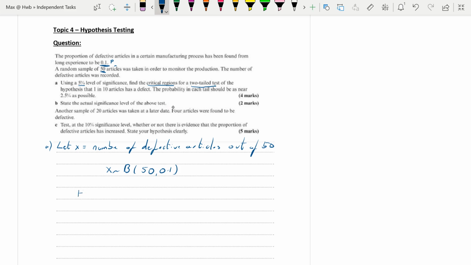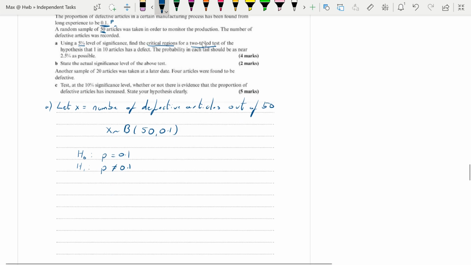So remember, the next step for me to do always is to write out my hypotheses. H0 is what is currently in place. So that means the probability is 0.1. And in this case, they told me it's two-tailed, so I know it's not equals. If it doesn't say exactly, we do need to make sure we are picking the correct one as we go through it. Now it wants me to find the critical region. So I'm going to use the tables in my calculator, or you can use the physical tables if you prefer. Now what they also say, and this is a slightly different thing about this question, the probability of each tail should be as near 2.5% as possible.